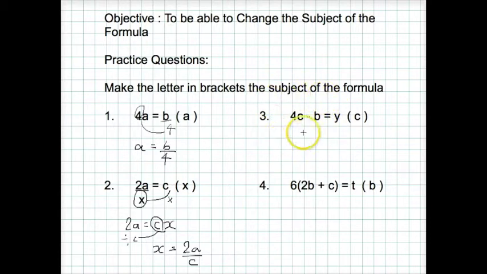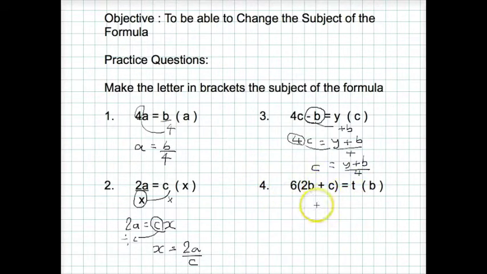Question 3. Two steps again here. We need to make c the subject, so we need to leave c where it is. Well, let's start off by moving this negative b over to the other side and adding it. So the first step would be to have 4c equals y plus b. And then to make c the subject, move the 4 over and divide the other side by 4. So I'm going to finish off with c equals y plus b all divided by 4.